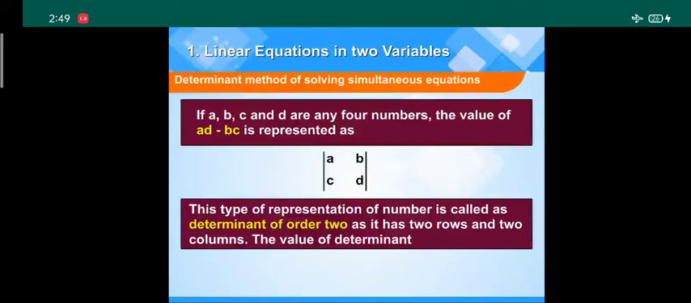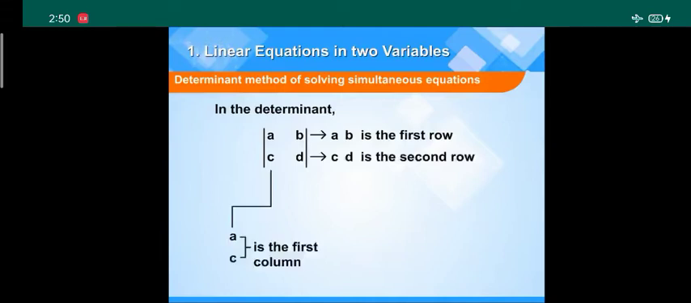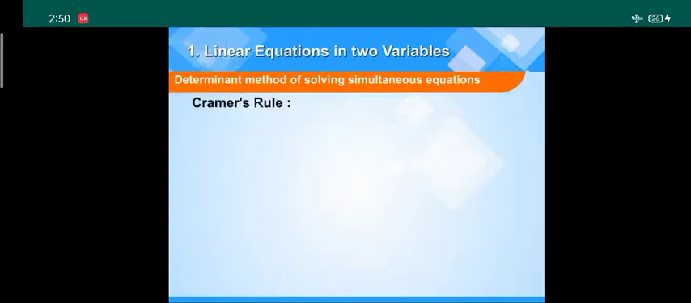The value of the determinant with rows (a, b) and (c, d) is a into d minus b into c. In the determinant, a and b is the first row, c and d is the second row, a and c is the first column, b and d is the second column.